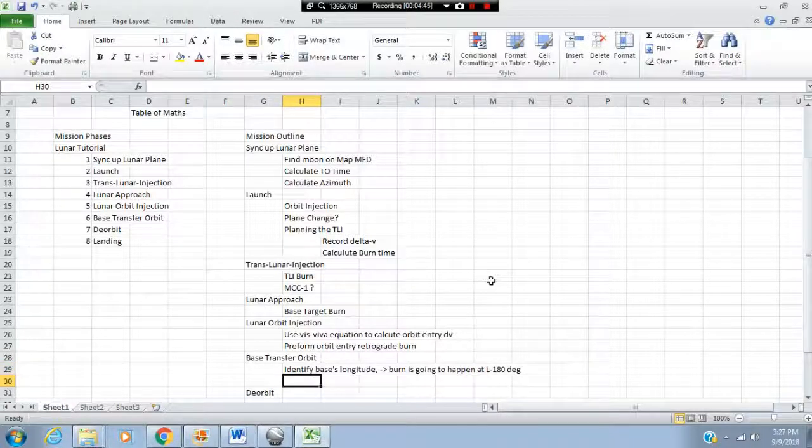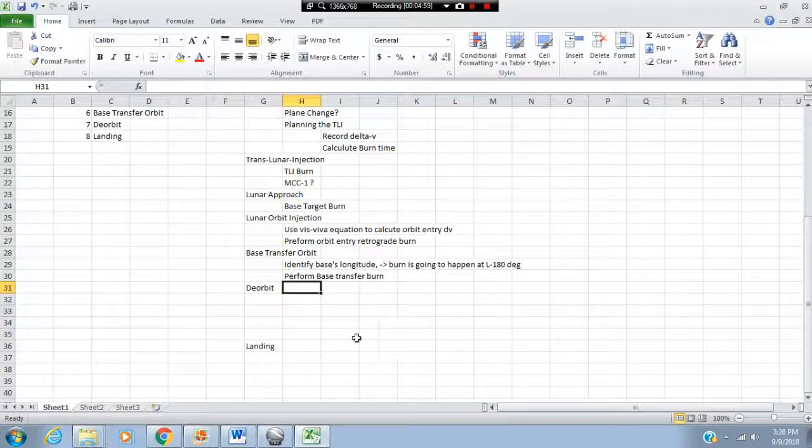Okay, so next is going to be the base transfer burn. Actually perform the base transfer burn. And it'll be quick enough that we won't have to do a burn time solution. If you're off by half a degree of longitude, you really won't notice it. The burn should not take more than about 30 seconds to do. So then you're going to deorbit.